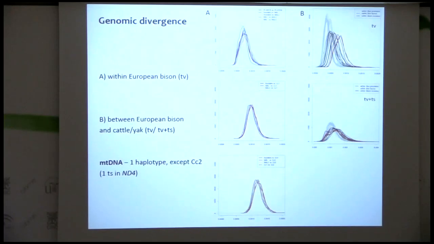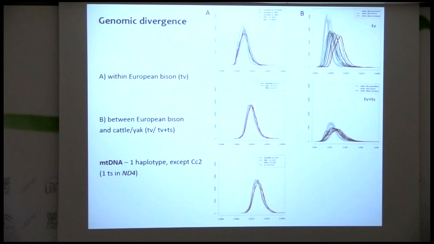We have also estimated genomic divergence between European bison and domestic cattle and yak, as the issue of low genetic variability among living populations is considered a cause for concern and has been inferred by several population-level studies using different markers.